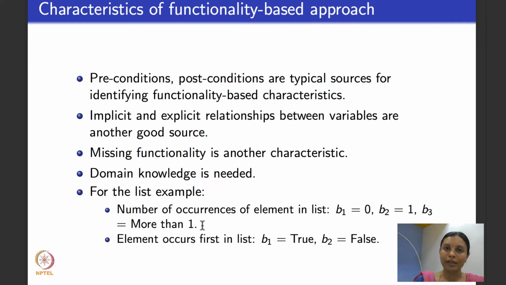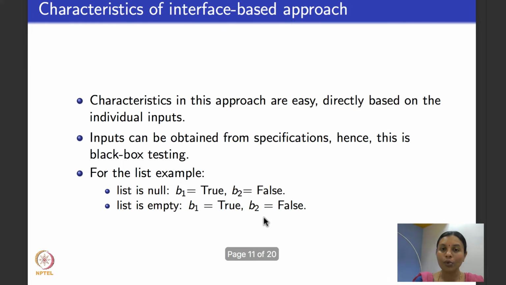So one characteristic based on which I derive the partitions is the number of occurrences of the element in the list. It doesn't occur, which is the first one. It occurs exactly once, which is the second one. It occurs more than once, which is the third one. Now, both the inputs to the program, the element and the list, are together considered in the functionality-based approach. When we did the interface-based approach, we considered only the list separately.